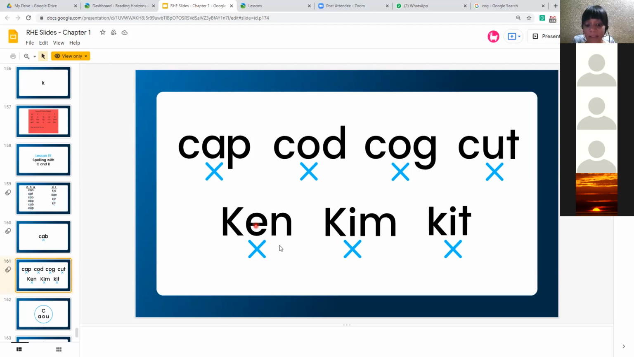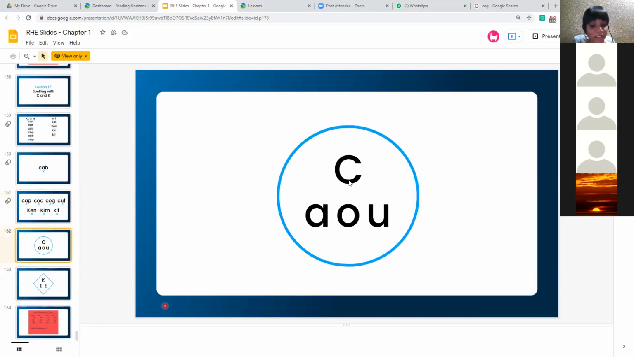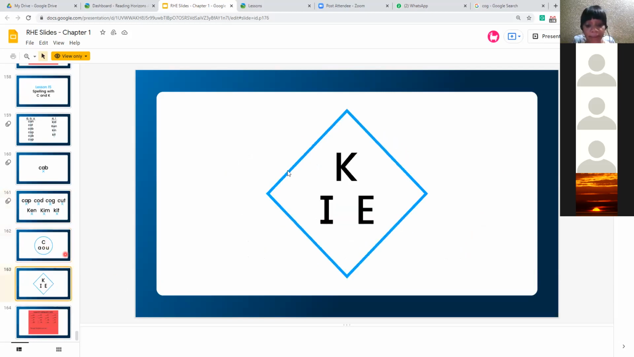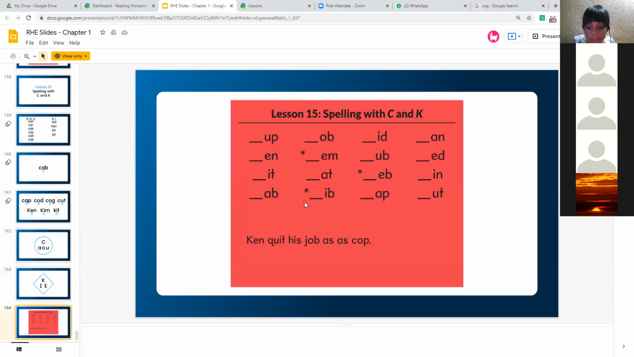Ken. Pen. Good. And what's a person's name? Kim. Very good. Kim, right? We have Kim. And what's this? It's kit, like a sewing kit or a tool kit, right? A kit. Everybody got that? Yes. So C takes A, O, U, which are the other three. K takes I and E. Good. K takes I and E. C takes the other three.